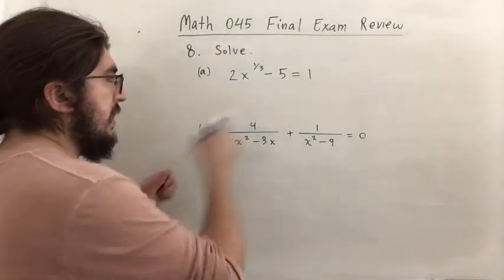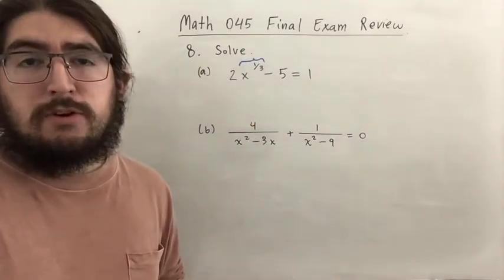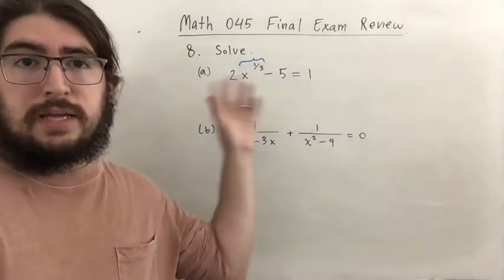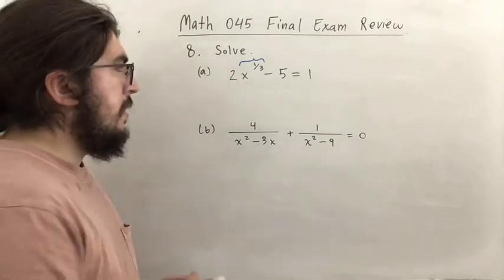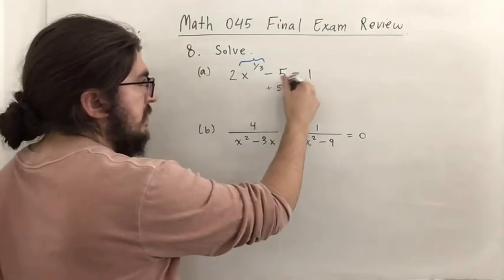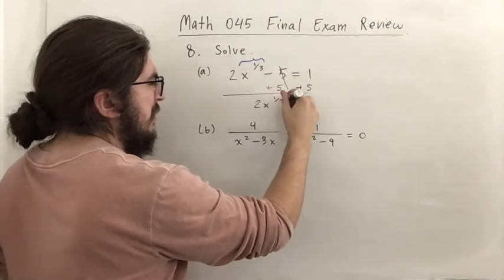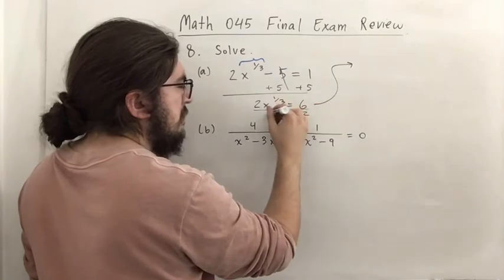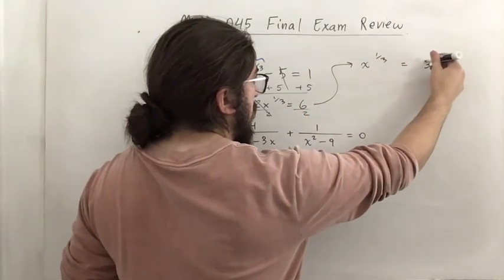The only thing involving x is x to the 1/3. So I'm going to get x to the 1/3 by itself and then take both sides to the third power, which will cancel that 1/3 because it's like multiplying by 3 in the power. So to do that, I'll add 5 to the other side to get 2x to the 1/3 is equal to 6. Dividing by 2, we get x to the 1/3 is equal to 3.